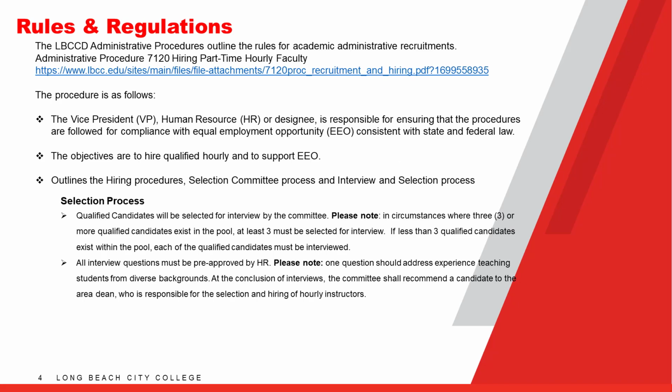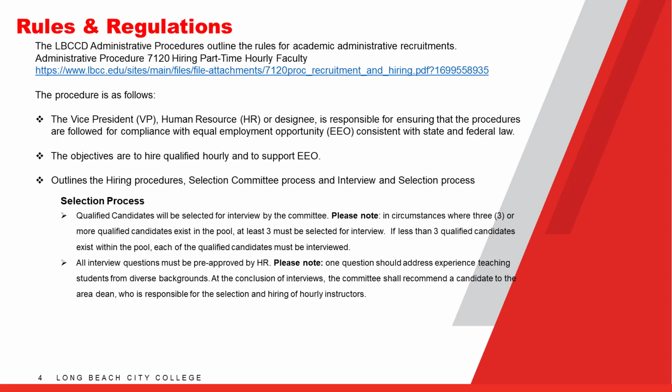The Long Beach Community College District Administrative Procedures outline the rules for academic recruitments, including hiring of part-time hourly or adjunct faculty. The main steps of this procedure are listed below. First, the Vice President of Human Resources, or designee, is responsible for ensuring that the procedures are followed for compliance with equal employment opportunity. Second, the objectives are to establish a qualified pool of candidates which the department can select from and to support EEO.